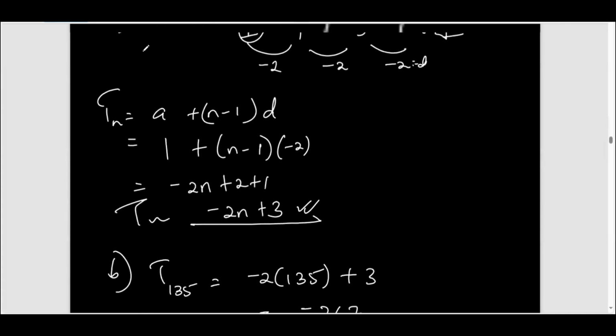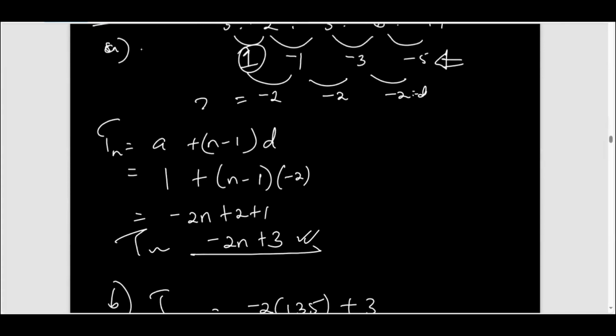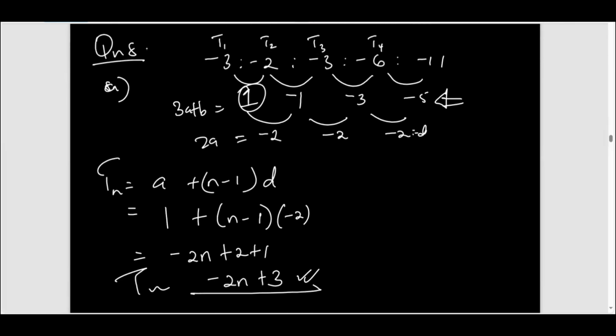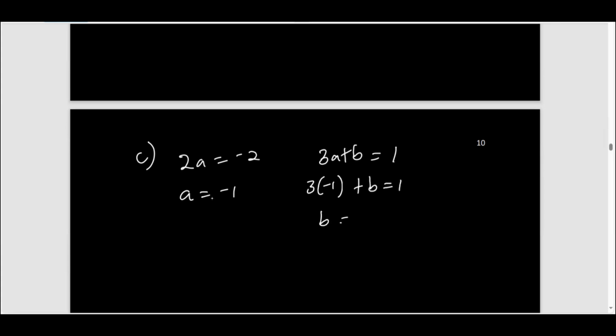Nth term, we know that this should be equated to the 2a is -2. 3a plus b is 1. And then a plus b plus c should be -3. So we're saying 2a is -2. Divide through by 2, a is -1. Then 3a plus b should be equated to 1. And if a is -1, that's 3 times -1 plus b is 1. Move it that side, which means b is 4.